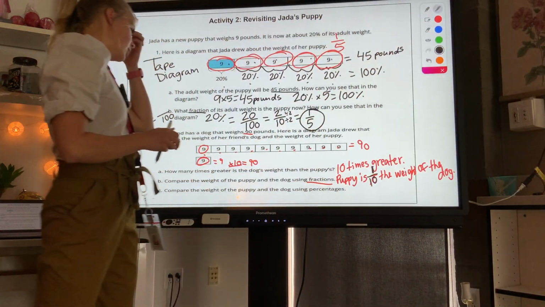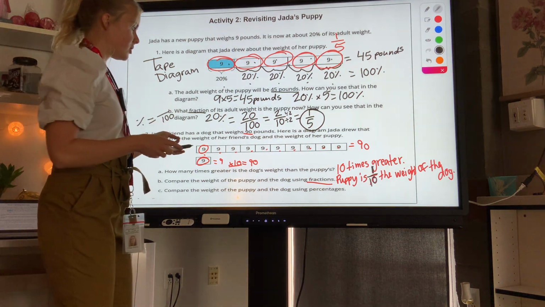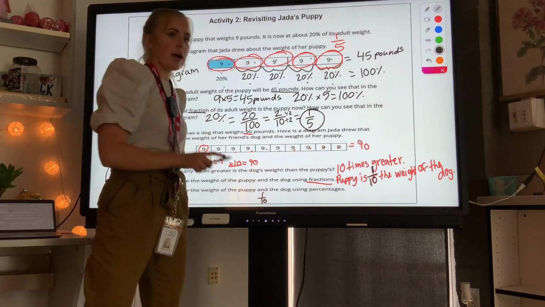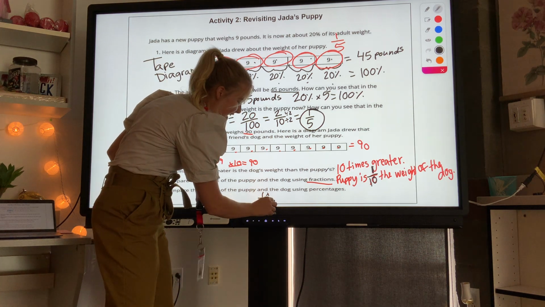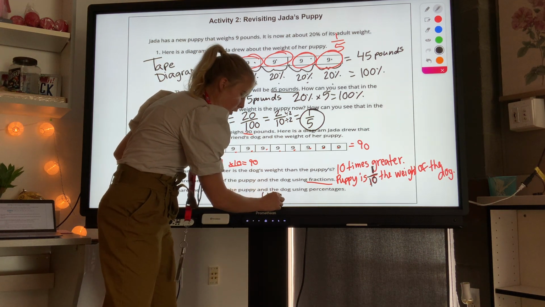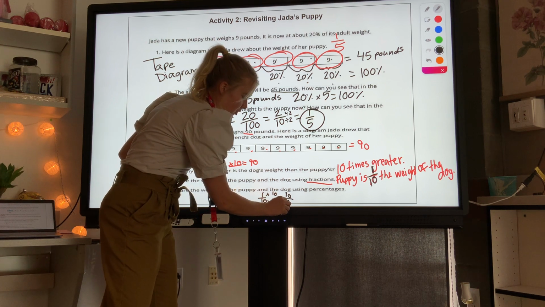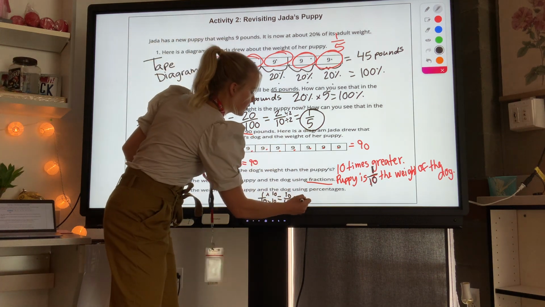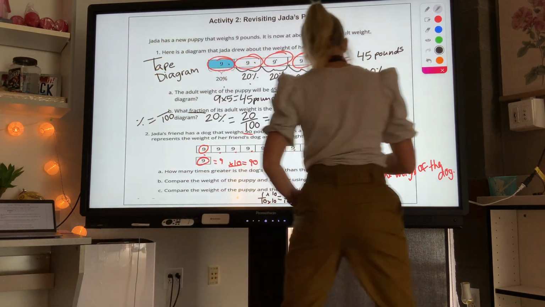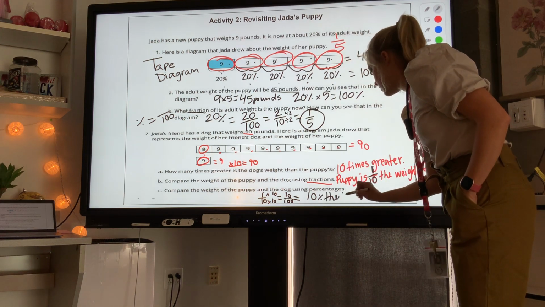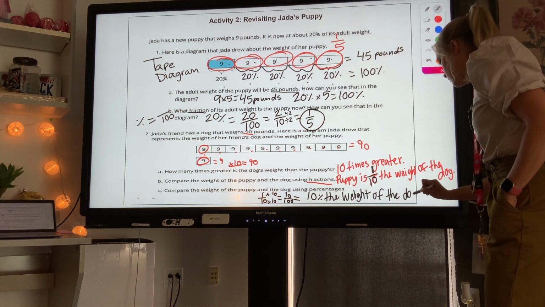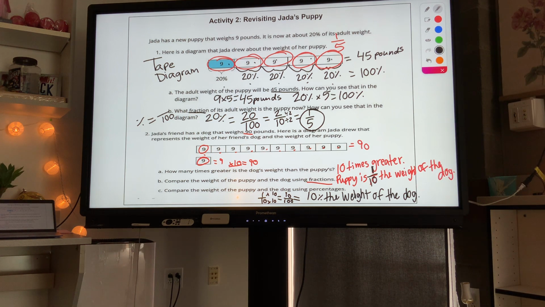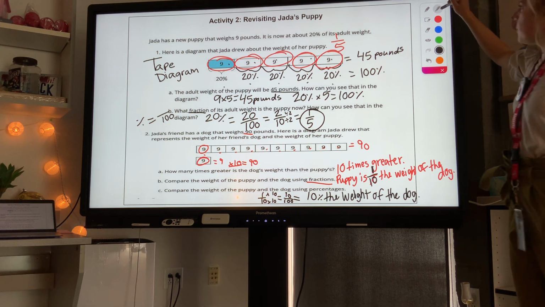Compare the weight of the puppy and the dog using percentages. Okay, so if I'm thinking percentages and I have 1/10, a percent is a number compared to 100. So I know 10 times 10 is 100, so that means I'm going to multiply the top by 10. 1 times 10 is 10. 10 times 10 is 100. 10 one-hundredths equals 10%. So I'm going to say 10% the weight of the dog. Okay, so 1/10 is the same as 10%, which is the same as 10 hundredths, and so on. Okay, moving on, make sure you write that down.